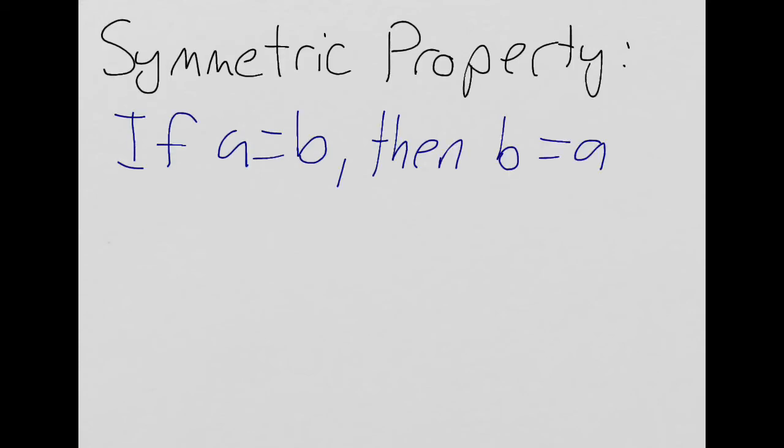The next one that we have is the symmetric property. This one also seems kind of silly, but it's another one that's going to come in handy when we start working on proofs. And all it says is that if A equals B, then B equals A. So basically it doesn't matter which side of the equal sign is on, these two expressions are the same.